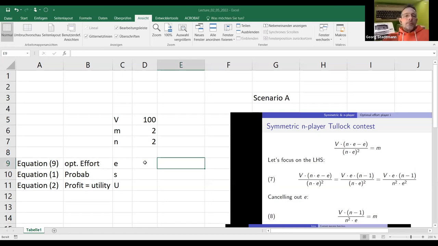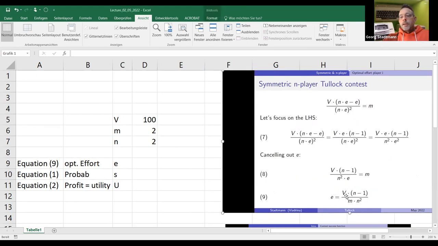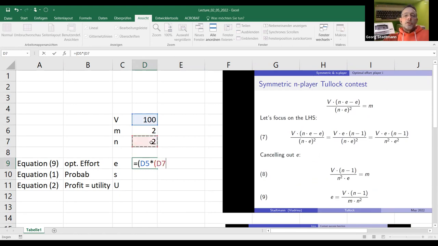Else, I would like to team you up, and I will switch to Excel in order to show you the solutions. So, in a first step, we have to calculate the optimal effort level, and the optimal effort level is given by equation number 9. So effort level is equal to, in brackets, the prize money times N, which is 2, minus 1. This is the numerator of equation number 9. And then we divide by the product M in D6 times N squared.